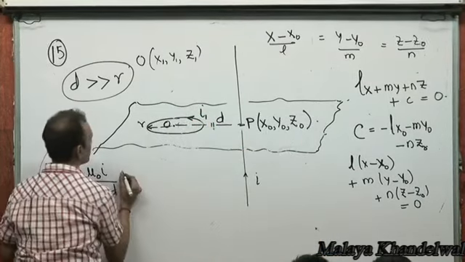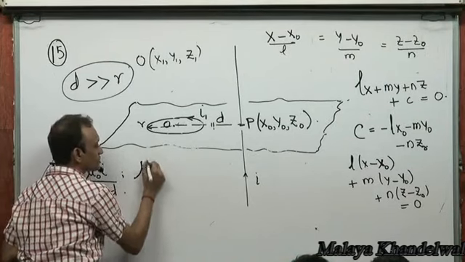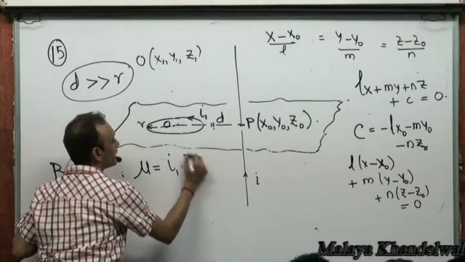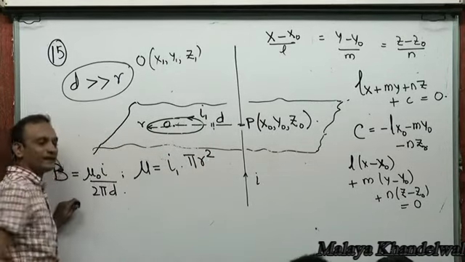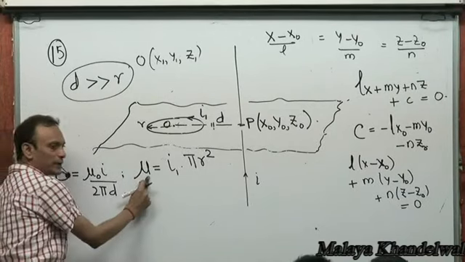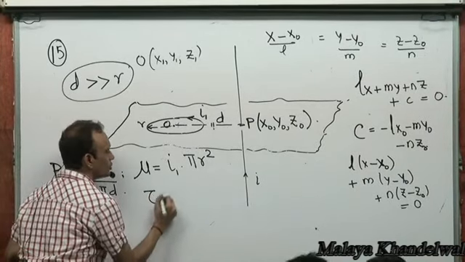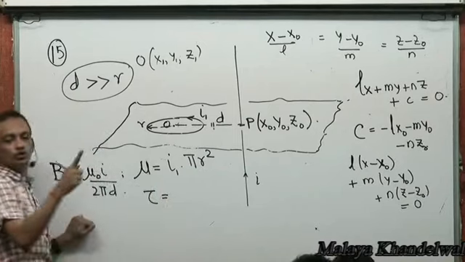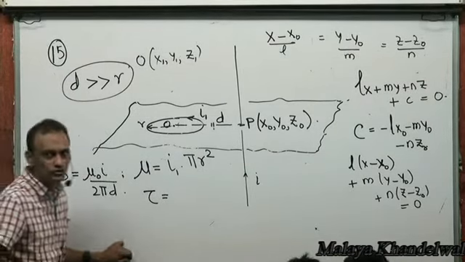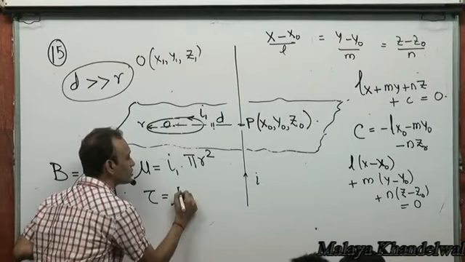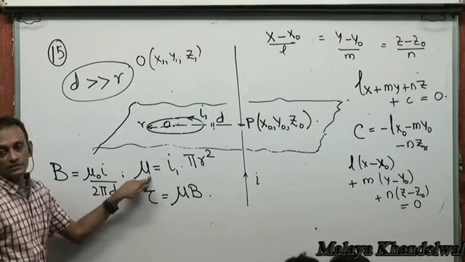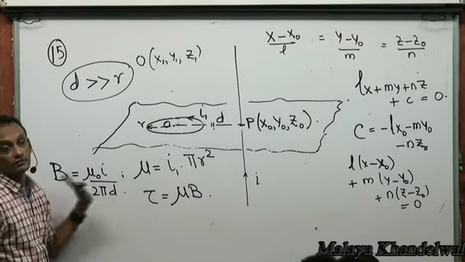What's the mu of this loop? The magnetic moment of this loop is I1 into pi r squared, right? And mu and B are perpendicular, so the torque is going to be simply mu cross B, which is mu into B into sine 90 degrees. So the magnitude of the torque is going to be simply mu into B. B is this, mu is this. Yes or no?